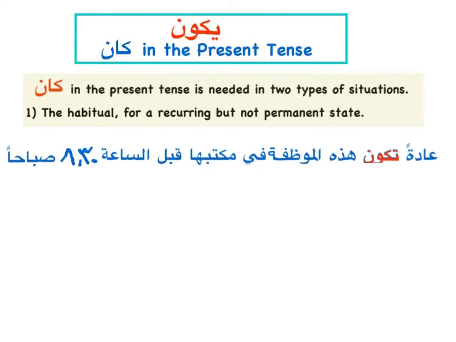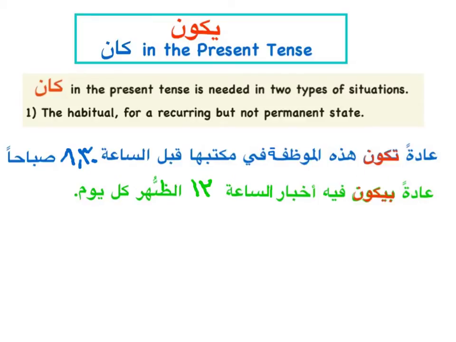We have عادة تكون هذه الموظفة في مكتبها قبل الساعة 8:30 صباحا. Here the keyword is عادة. Usually this employee is at her office before 8:30 صباحا. So you are either commenting that someone asked you and you're saying, well, usually she's at the office, or if she's not there and you say, well, usually she is in the office. So this is the habit, the thing that is more likely to happen.